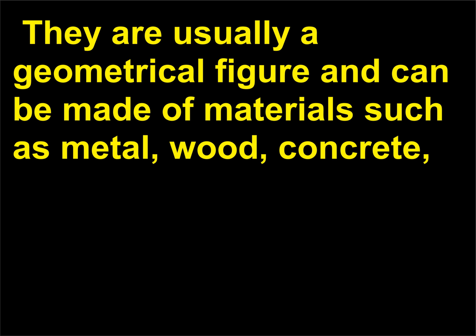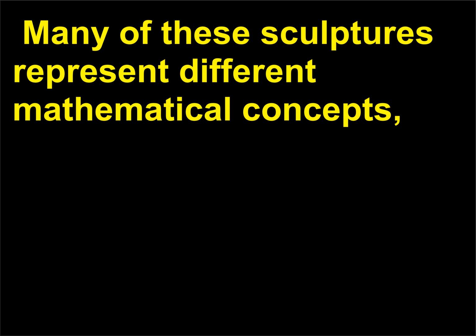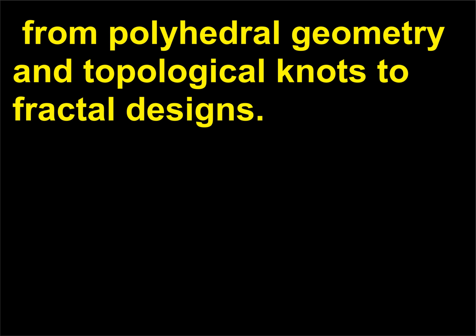They are usually a geometrical figure and can be made of materials such as metal, wood, concrete, or stone shaped into squares, triangles, cylinders, specific curves, rectangles, spirals, and so on. Many of these sculptures represent different mathematical concepts, from polyhedral geometry and topological knots to fractal designs.